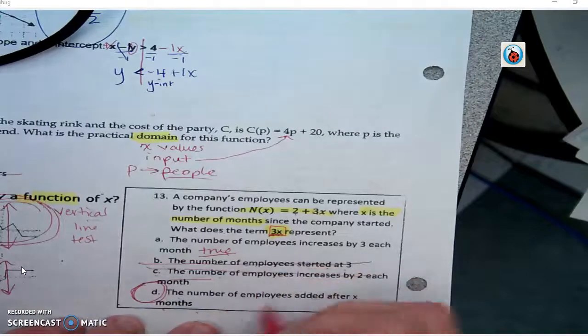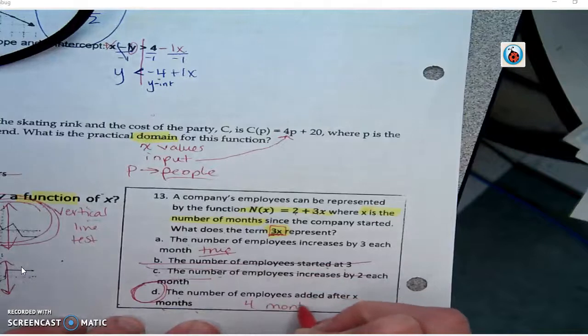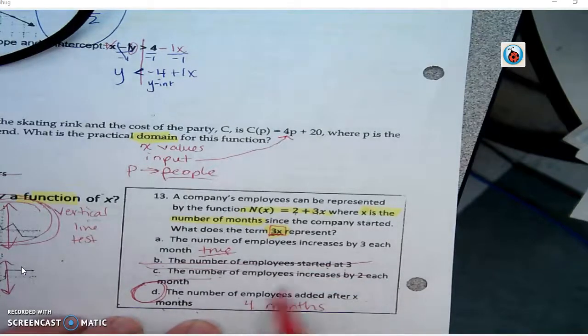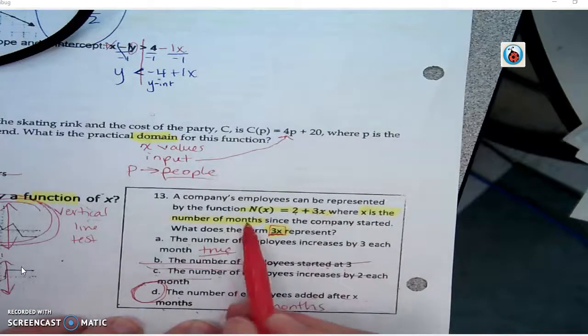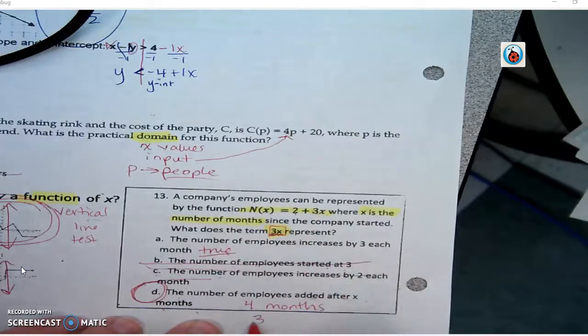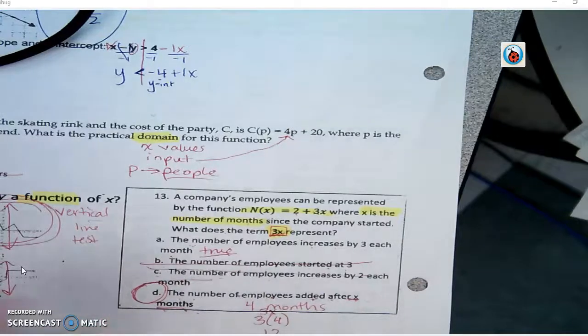So let's say it's been 4 months. Well, you would plug in a 4 for x because x is months. So 3 times 4 would give you 12. So 3x, 3 times 4 is 12. That's the number of employees added after 4 months. Okay. The number of employees increases by 3. That's just representing just the 3. It's not including the x with it. Okay, so D is the best answer for that one.